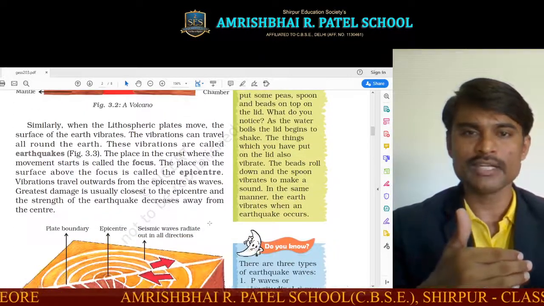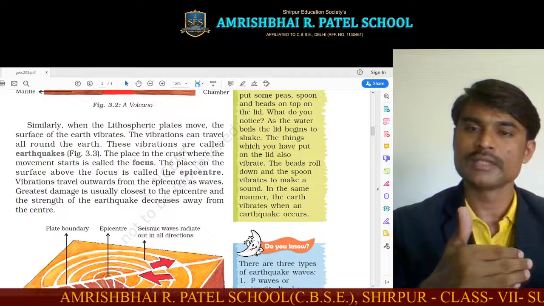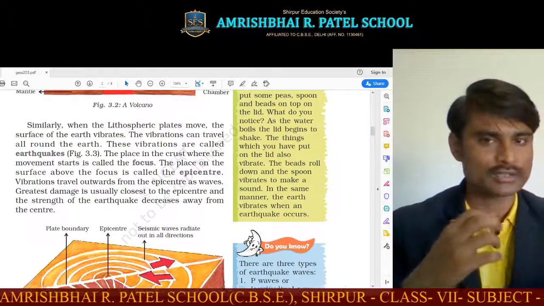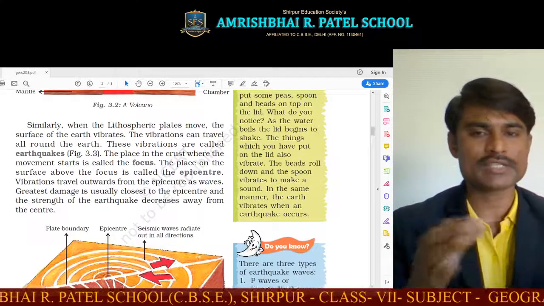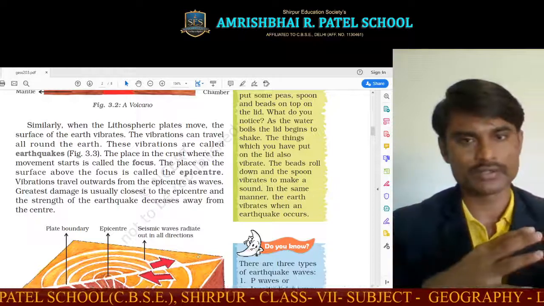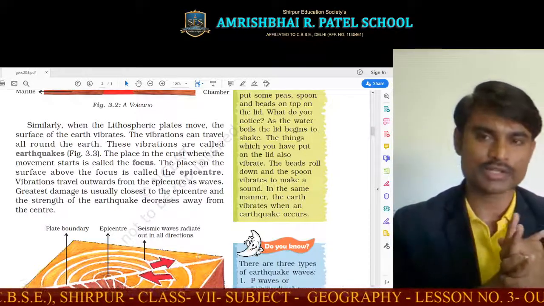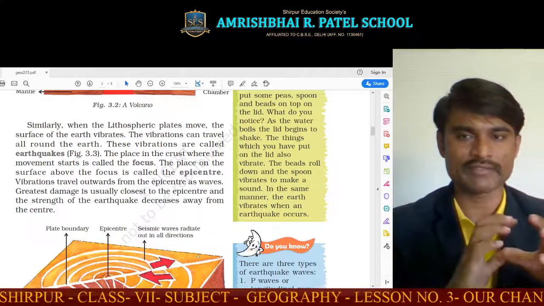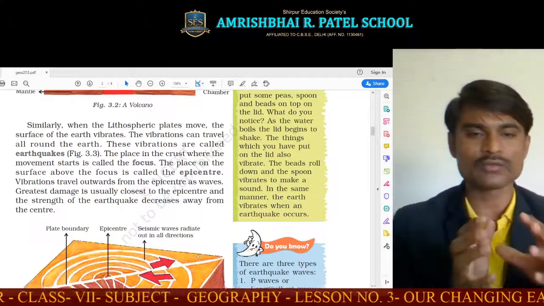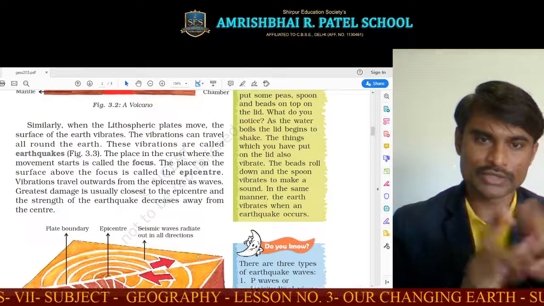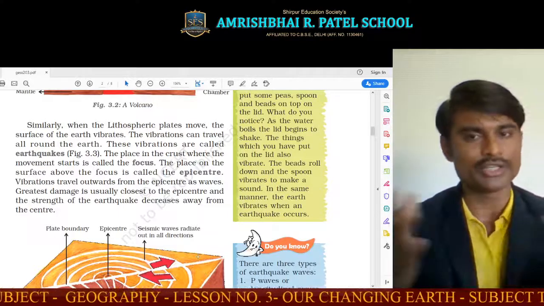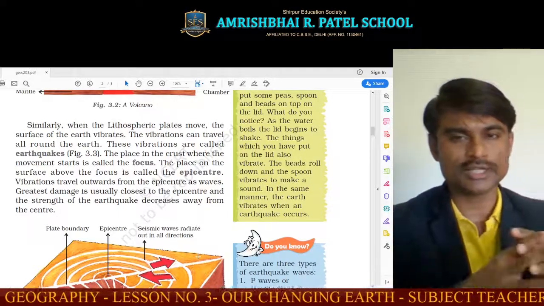Similarly, when the lithospheric plates move, the surface of the earth also starts vibrating, and these vibrations can travel all around the earth. These vibrations are called earthquakes. So this is the definition of an earthquake. Lithospheric plates move and start vibrating, so these vibrations travel all around the earth, and this is called an earthquake.